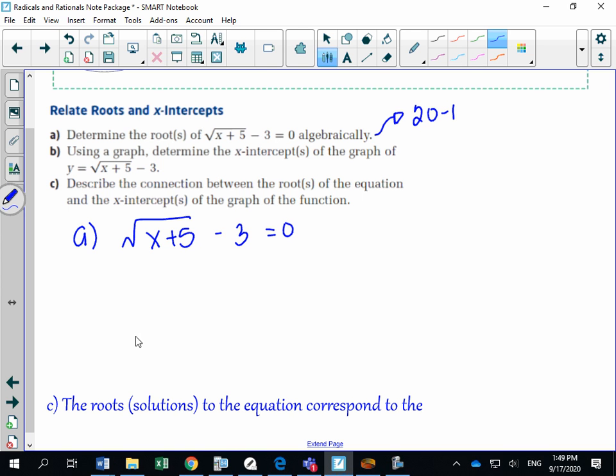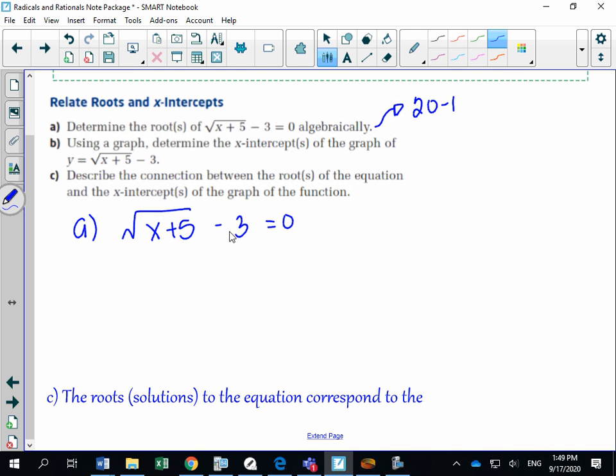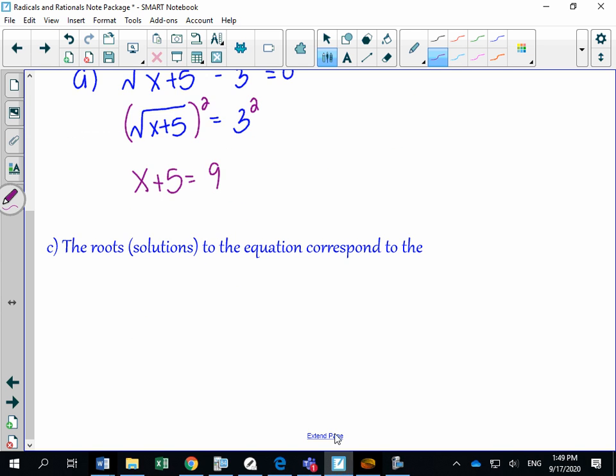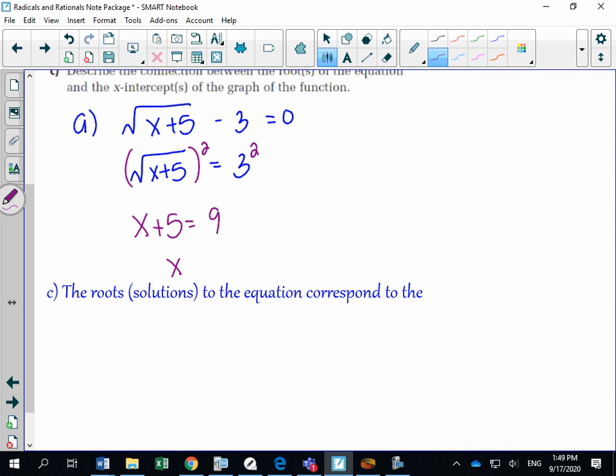And in 20-1, when you were told to solve this algebraically, what you needed to do was isolate this radical. So get rid of that negative 3 by adding 3 to both sides, and you would get root x plus 5 is equal to 3. From here, you need to get rid of that square root sign, and the opposite of square root sign is squaring something. So what you do to the left hand side, you also do to the right. So then we would simply get x plus 5 is equal to 3 squared is 9. Isolate x by getting rid of that plus 5. So x is equal to 4. So our solution is 4.